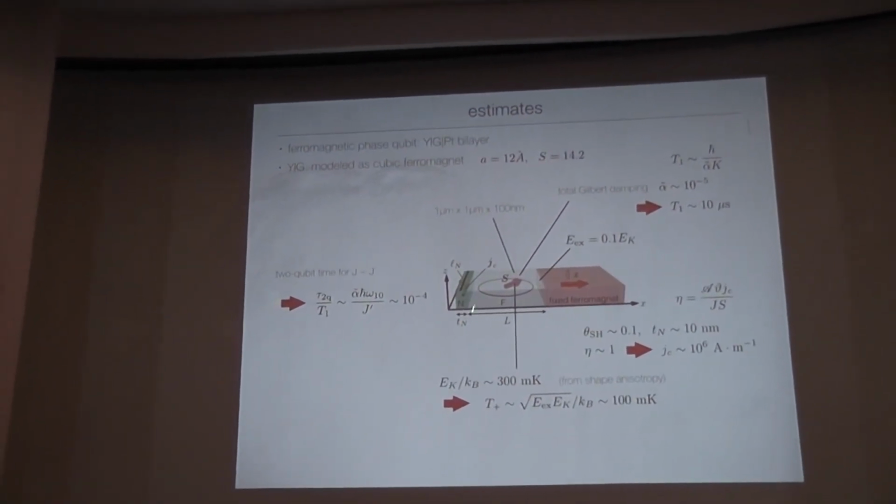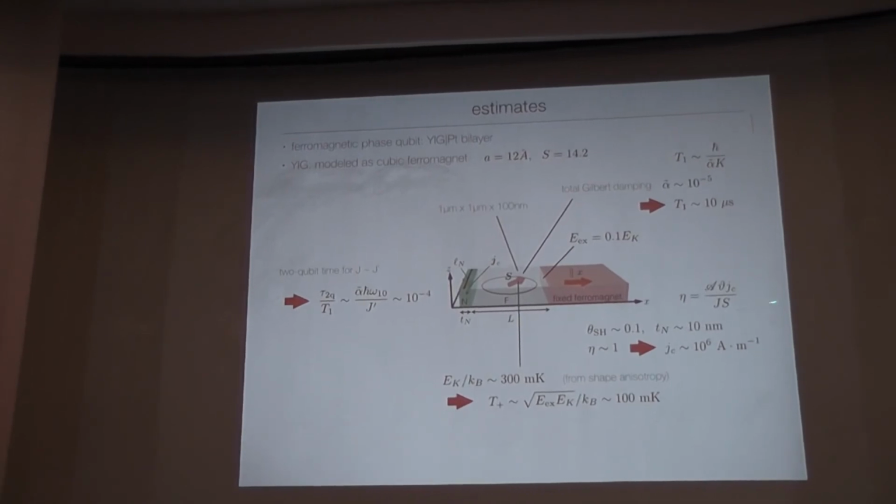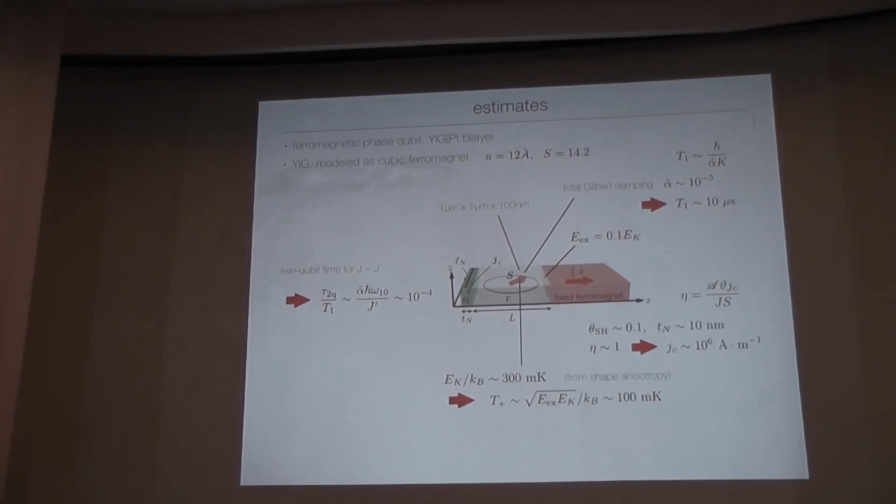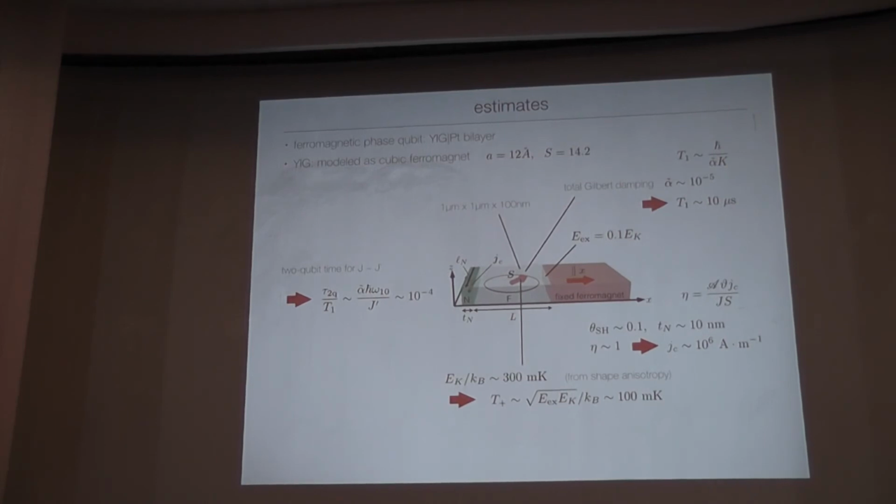Now we want to see how big a charge current we need to bring it into this nonlinear regime. So we want to sufficiently tilt the washboard potential. If we want to sufficiently tilt it, we have to figure out how much charge current we need to pass through the normal metal.